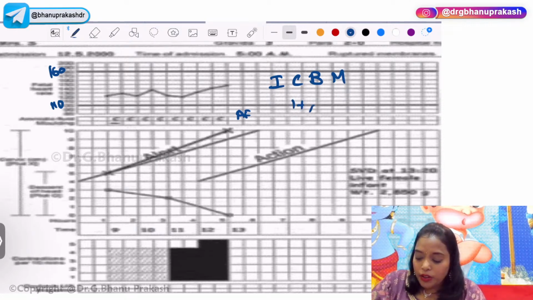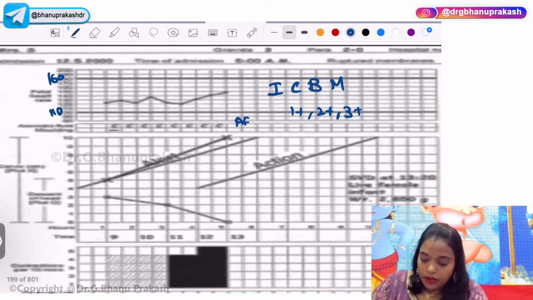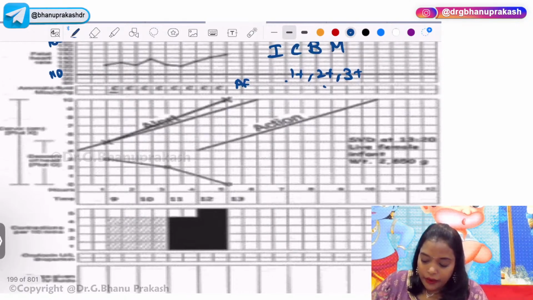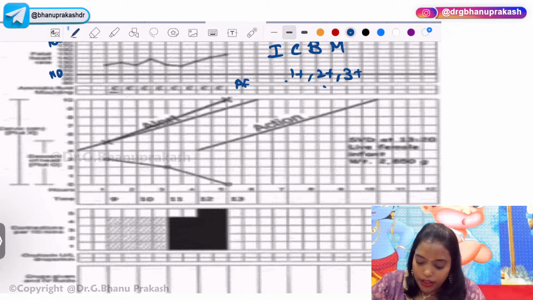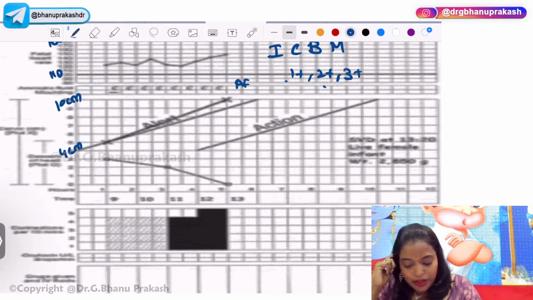Moulding, you give 1 plus or 2 plus or 3 plus. So moulding, 1 plus, 2 plus and 3 plus, right? Next, if you see here, there will be regarding the moulding also. So this is about the alert line and action line. This modified WHO partogram starts at 4 centimeters of dilatation and ends at 10 centimeters of dilatation.